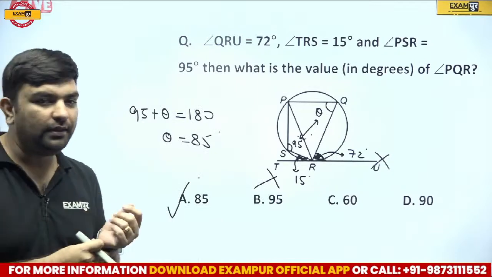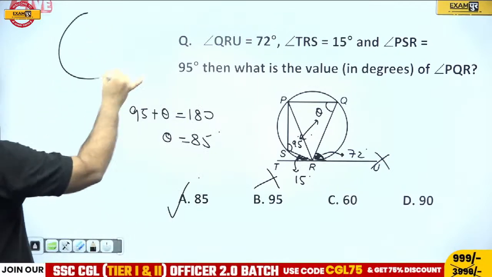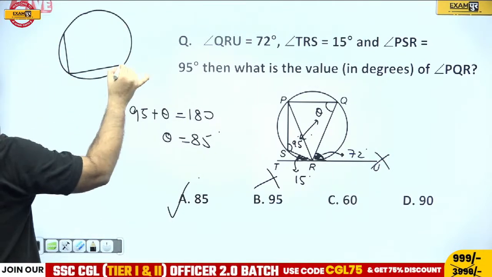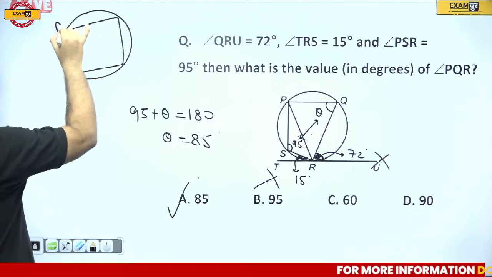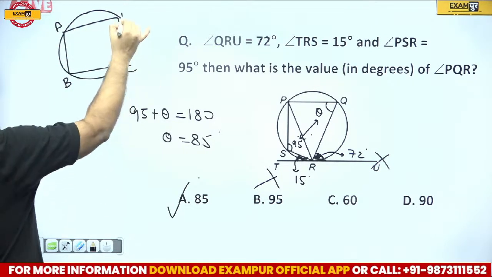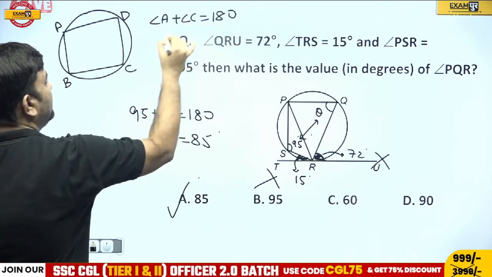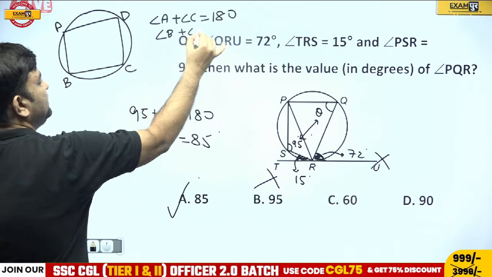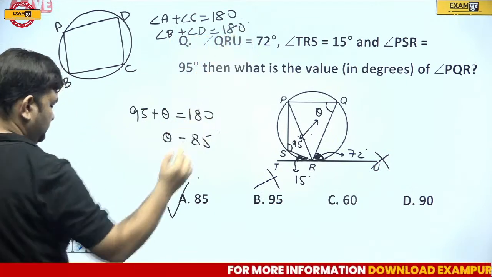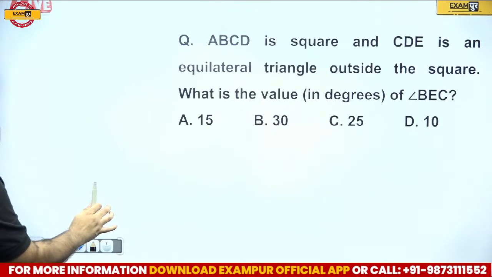The property of a cyclic quadrilateral: in any cyclic quadrilateral, whose all four vertices lie on the circle, the sum of opposite angles is 180. Next.